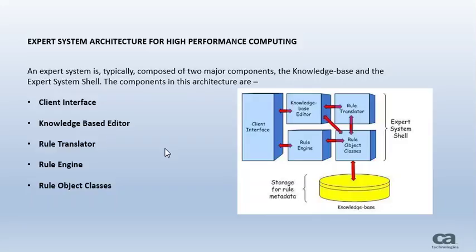As we know, artificial intelligence and high performance computing go hand in hand, so we'll take you through the expert system architecture for high performance computing. An expert system is typically composed of two components. As you can see in the picture, first is the expert system shell and the next one is the knowledge base. Some of the components in this architecture are client interface, knowledge base editor, rule translator, rule engine, and rule object classes.